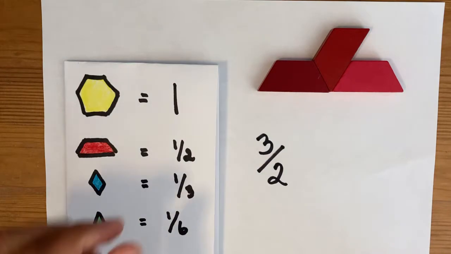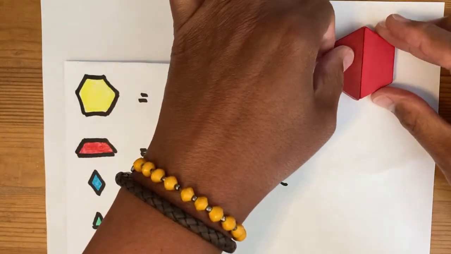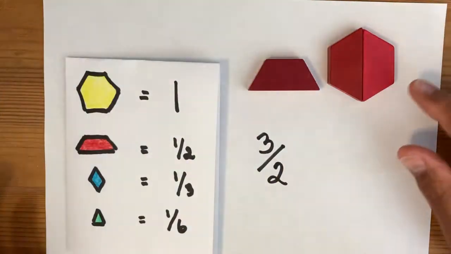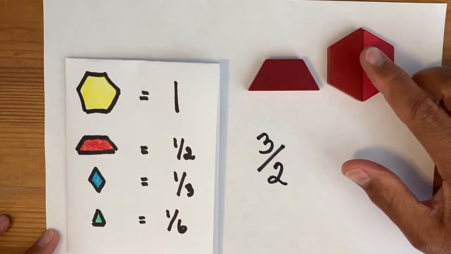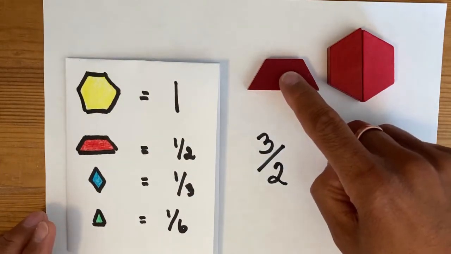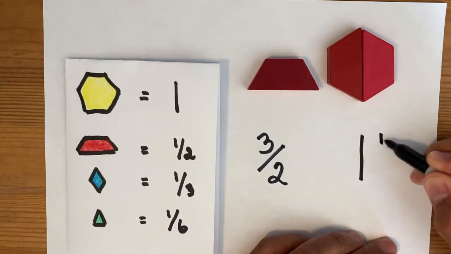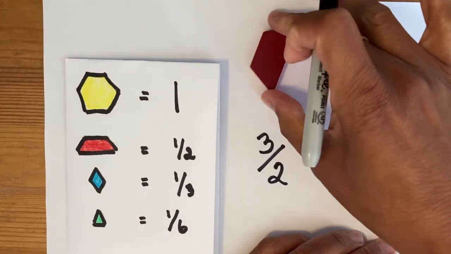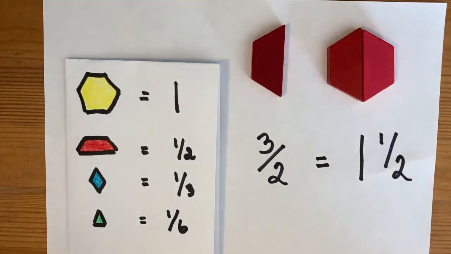The other thing that I could do is if I move the pattern blocks around, I can see that I've got 2 trapezoids here. When I put them together, this makes a hexagon, which is 1. Hexagon equals 1. So this is 1.5. So I could also say that this is 1.5. And that would also be correct because 1.5 is the same as 3/2.